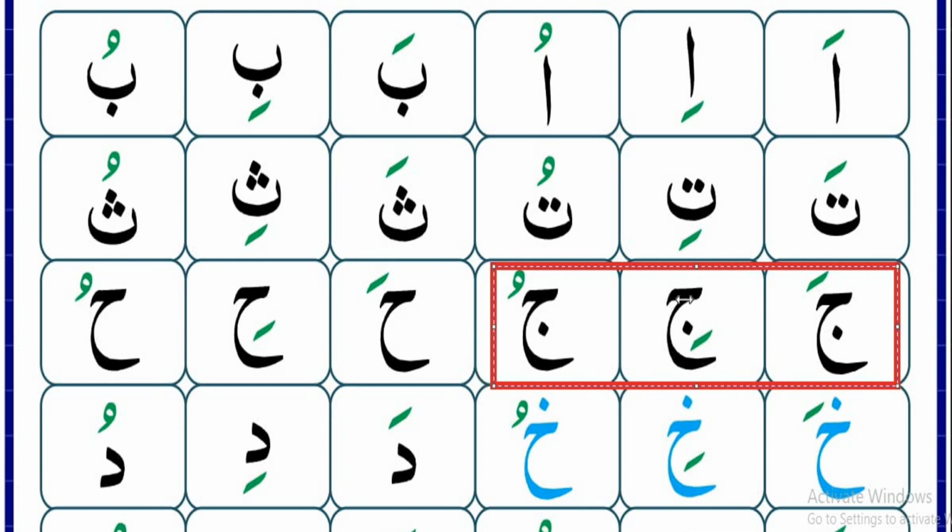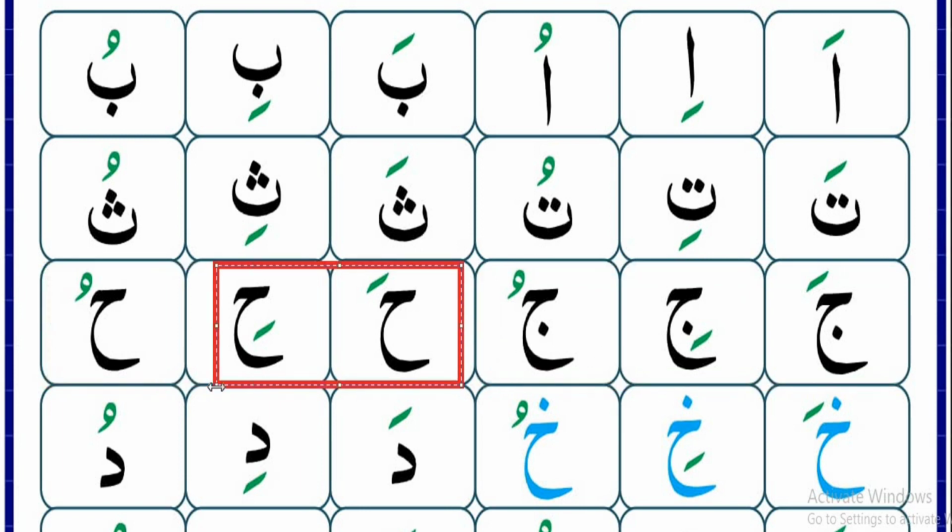It's jim, fatha, ja. Jim, kasra, ji. Jim, dhamma, ju. Ja, ji, ju. It's ha, fatha, ha. Ha, kasra, hi. Ha, dhamma, hu. Ha, hi, hu. So they all sound the same.